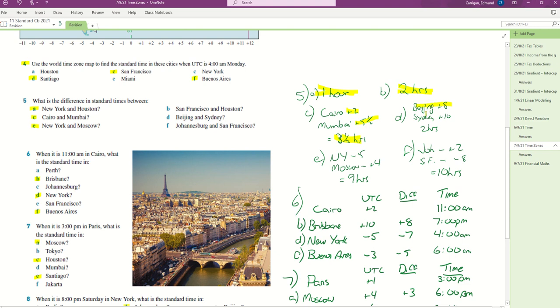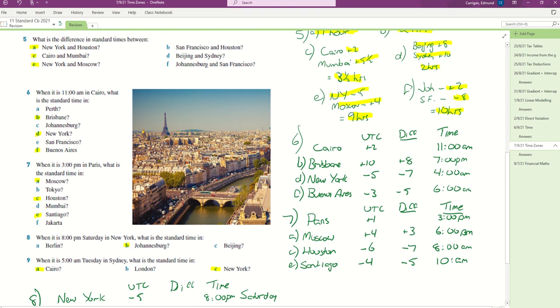Beijing was +8, Sydney was +10, difference was 2 hours. New York was -5, Moscow was +4, difference between -5 and +4 was 9, and Johannesburg was +2, San Francisco was -8, difference between +2 and -8 is 10 hours.